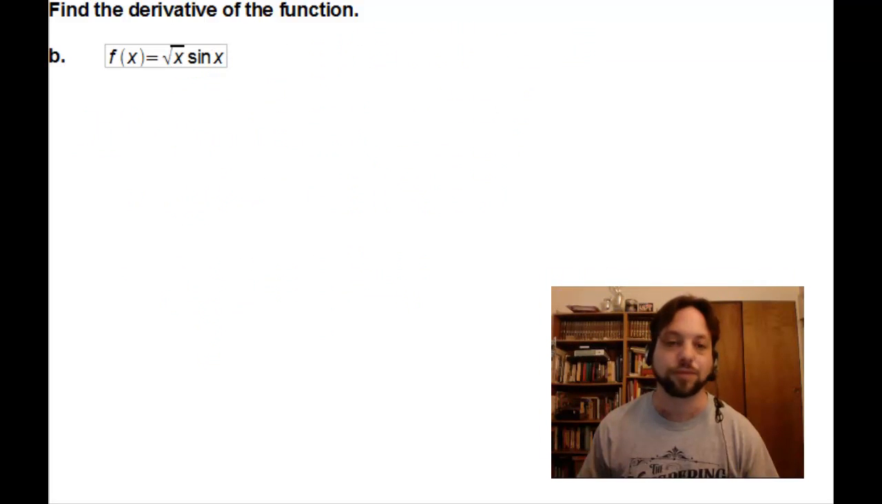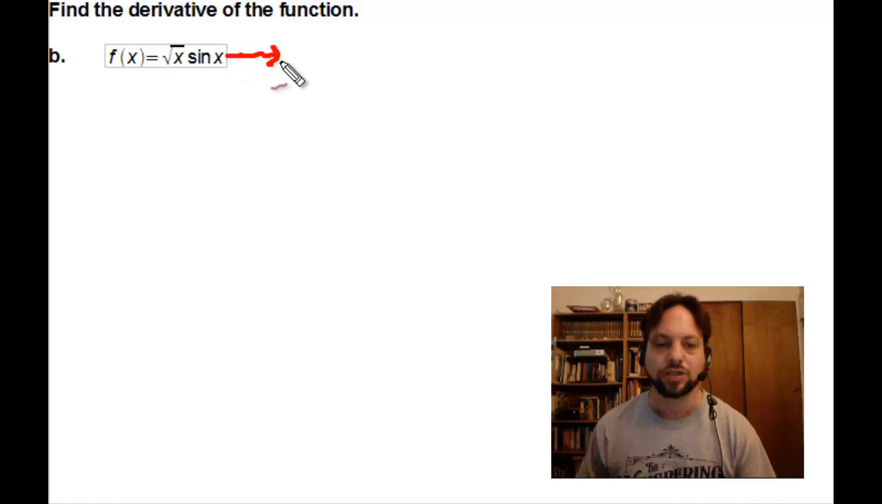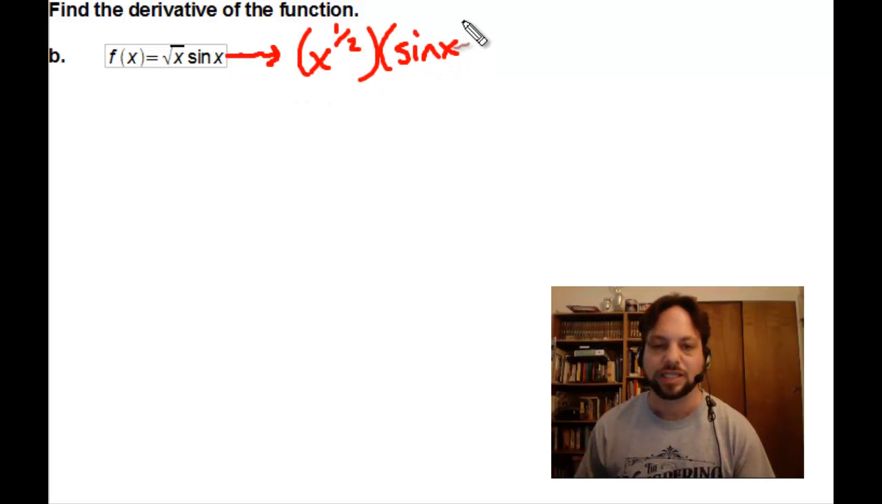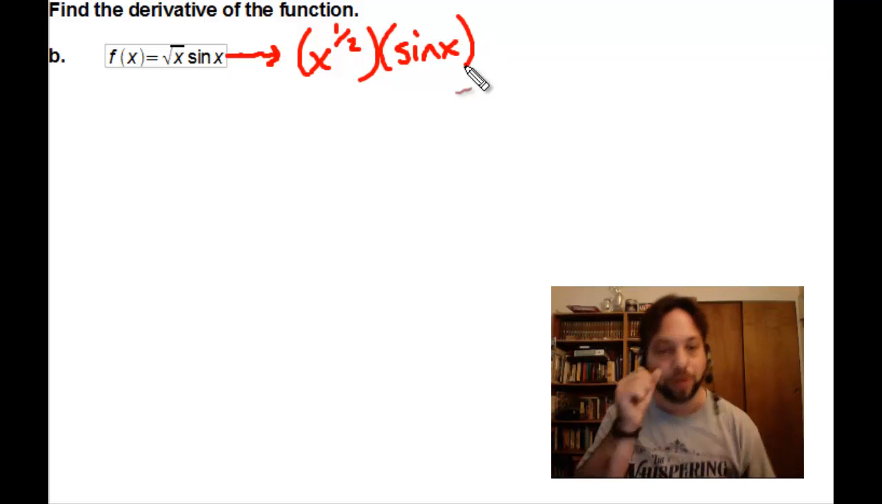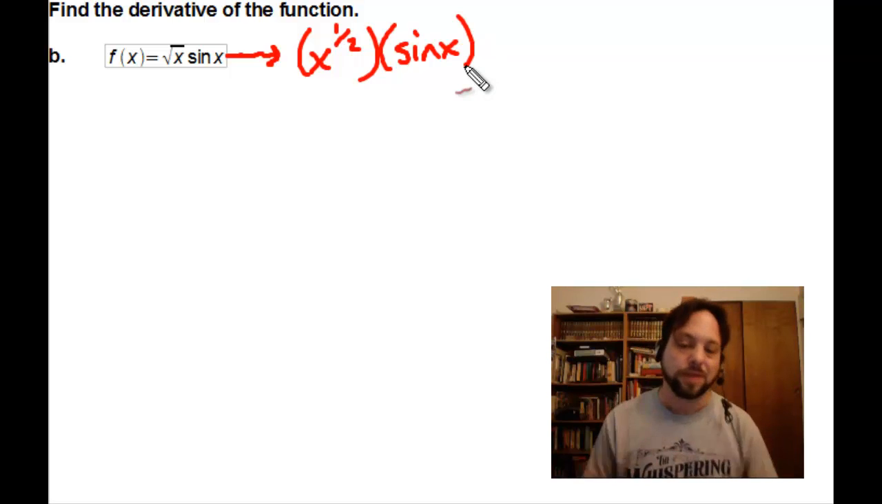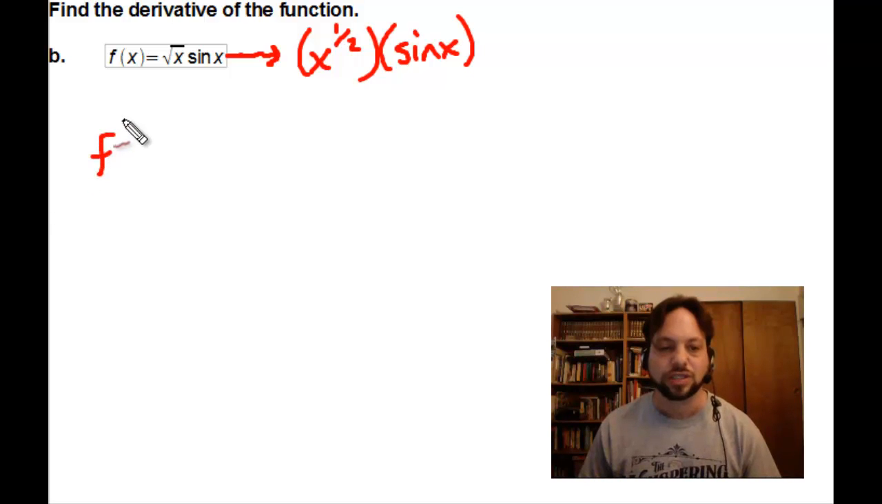Alright, so here is a product of two functions that cannot be simplified. We're not going to be able to multiply these together in any way. Although if we want to, we could rewrite this. It's not going to make too much of a difference, but we could call it x to the 1/2 multiplied by sine x. At least now we've torn the two products apart, so the product rule might be a little bit obvious now. So let's go ahead and try this.